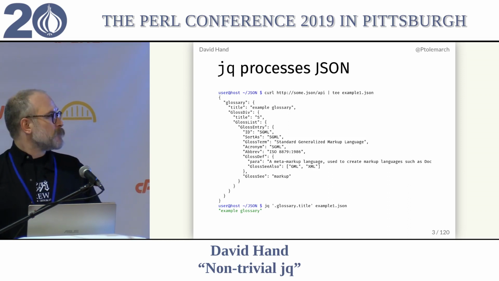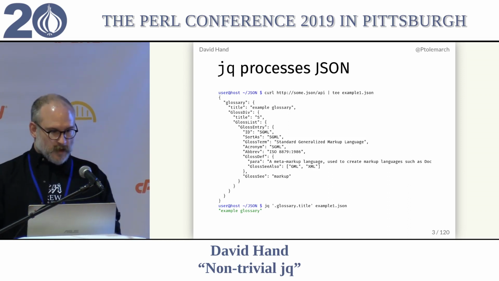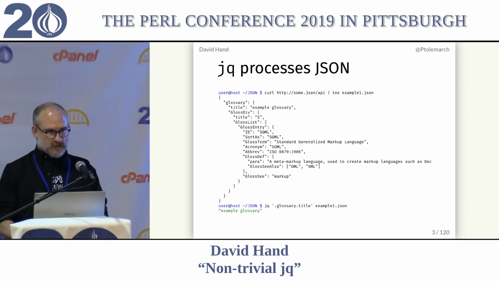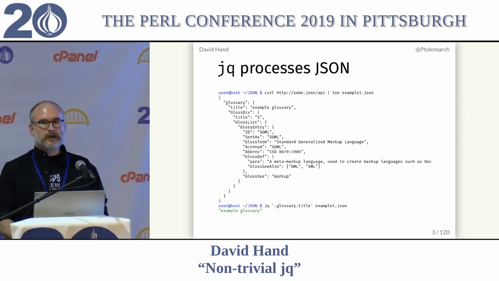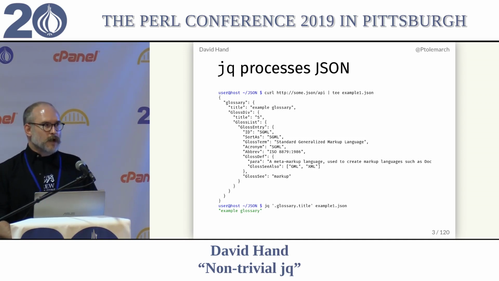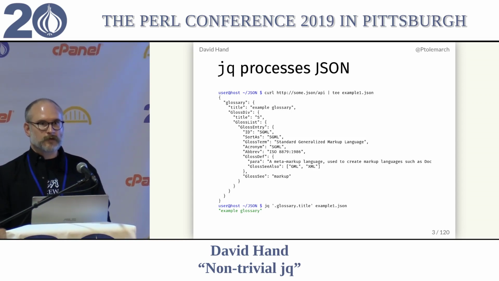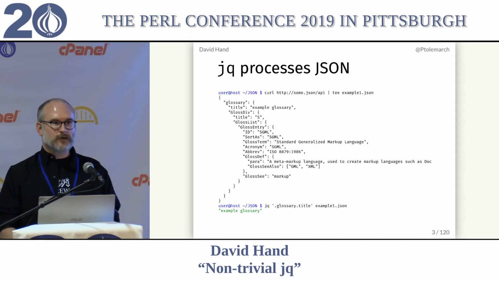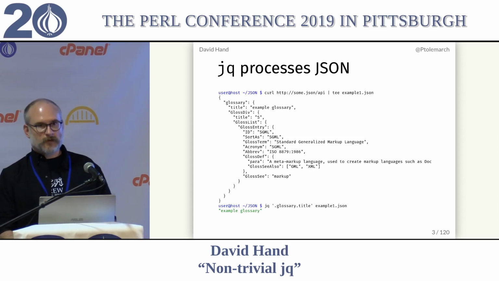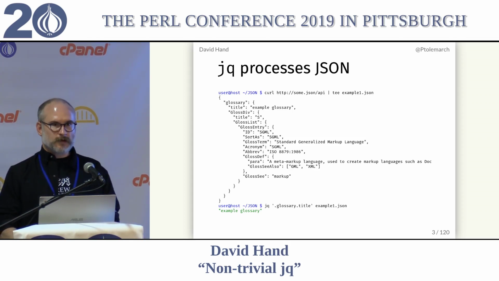So in this case, we're dereferencing glossary.title, right? And that gives us the string example glossary. Now, there's an interesting thing to note here. That's a string, but it's a string in literal quotes, like the first character of the string is a quote. That is to say, JQ always tries to output JSON. This is, for example, the trivial JSON of one string.